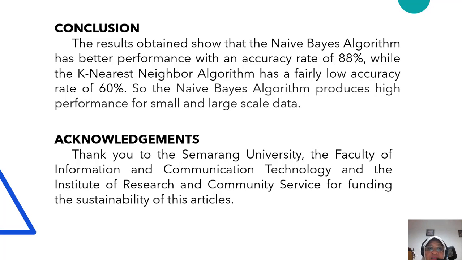Conclusion. The results obtained show that the Naive Bayes algorithm has better performance with an accuracy rate of 88%, while the K-Nearest Neighbor algorithm has a fairly low accuracy rate of 60%, so the Naive Bayes algorithm produces high performance for small and large scale data.